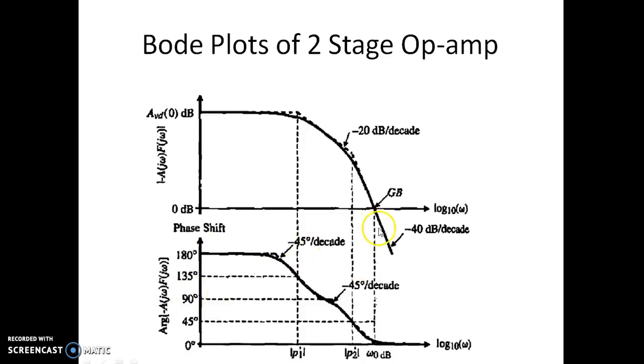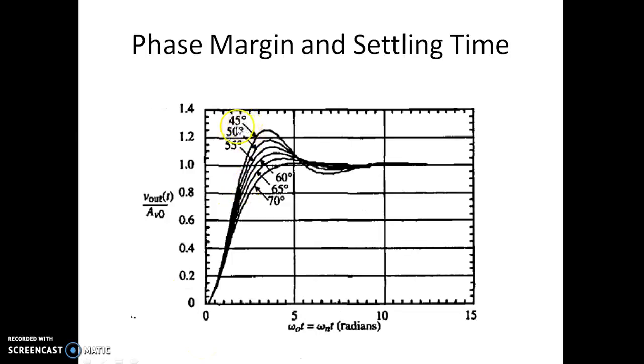You can see the phase margin is very small. At omega GC, the corresponding phase margin is less than 10 degrees. If the phase margin is very small, we will have more overshoot, which gives a larger settling time. Settling time will be more if the phase margin is small, and if the phase margin is larger, the settling time is less. So it is necessary to increase the phase margin so as to reduce the settling time.